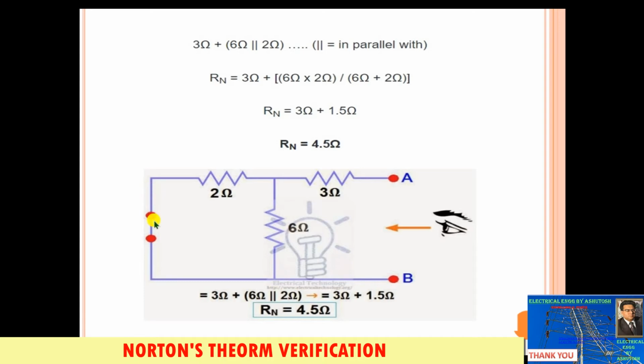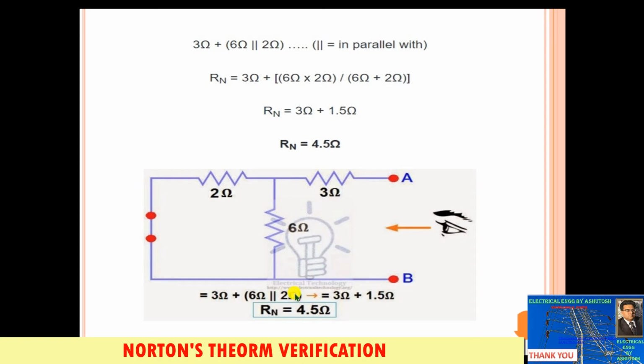So basically the procedure is the same. We have to remove the voltage source from here and place a short circuit in this branch. Remove the voltage source, place a short circuit, and also remove the load resistance, and then the reduction of resistance will start from here, at the left side end. So here 6 and 2 are in parallel, then in series with this 3 ohm resistance.